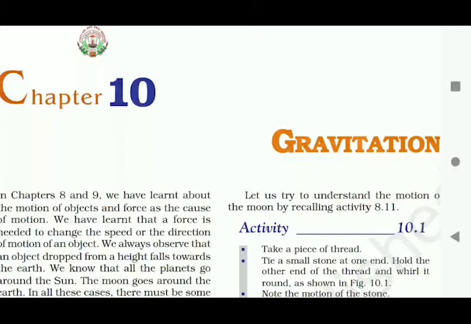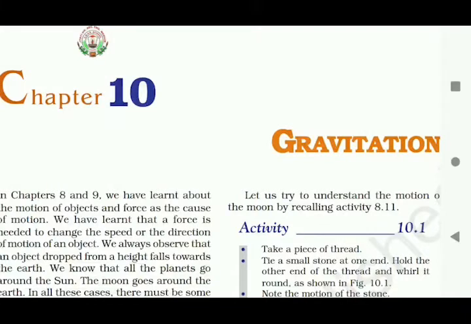Let us proceed with the same chapter, that is chapter 10, gravitation. In the previous video, we had seen what is acceleration due to gravity, why there is a variation in the value of acceleration due to gravity, how to calculate the value of acceleration due to gravity.